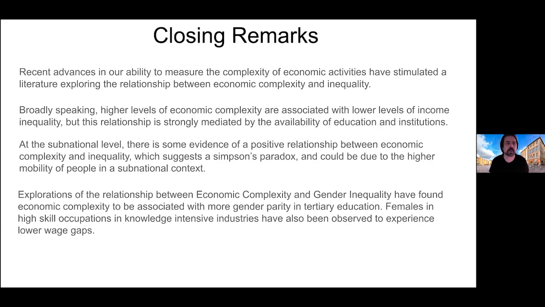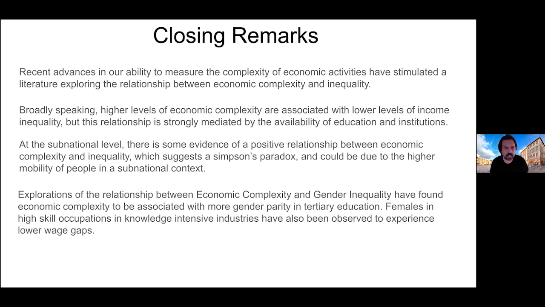So just to summarize some of the things that I presented here today, recent advances in our ability to measure the complexity of economic activities have stimulated a literature exploring the relationship between economic complexity and inequality. We now know that economic complexity is about the factors that explain the geography of activities, but when it comes to inequality, we have learned a few things. Broadly speaking, we know that higher levels of economic complexity are associated with lower levels of income inequality, and that this relationship is strongly mediated by the availability of education and institutions. So it's not just increases in economic complexity, but increases in economic complexity coupled with a strong outcome in education that help achieve this inequality outcome.